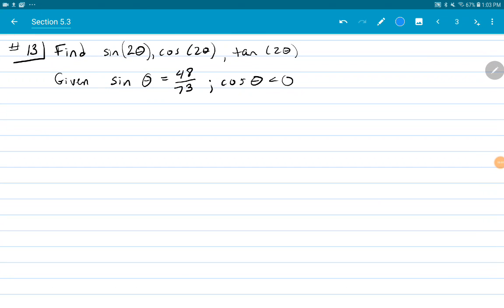Section 5.3, problem number 13. We've got to find the double angle values: sine of 2 theta, cosine of 2 theta, and tangent of 2 theta, given that sine of theta is 48 over 73. So we're also going to need cosine of theta, because our formulas for sine, cosine, and tangent require it.